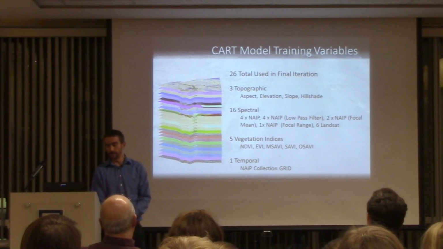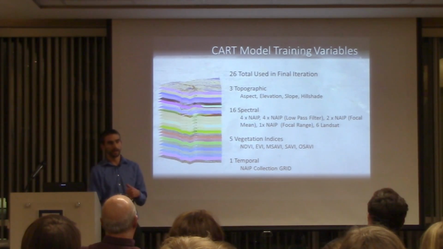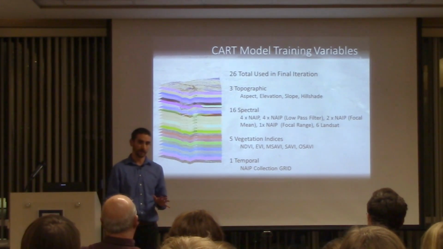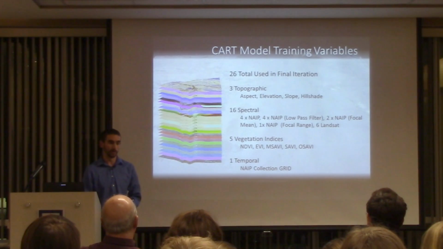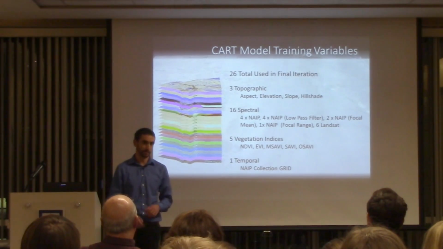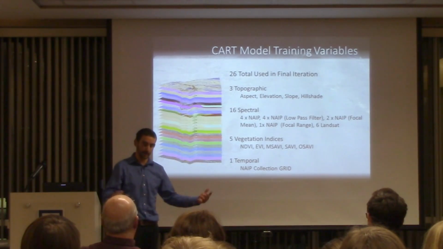Not a lot to say there. The spectral mostly came from the NAIP imagery, which I tried to blur out a little bit using low pass and 10 by 10 meter focal mean, because I wanted to reduce mixed pixel problems when you've got something like this that might cover a whole canopy of a tree.